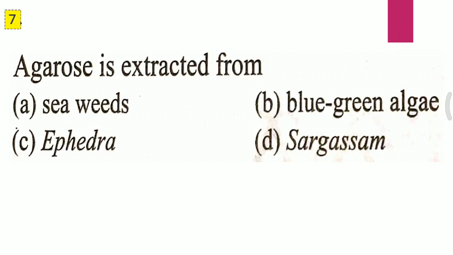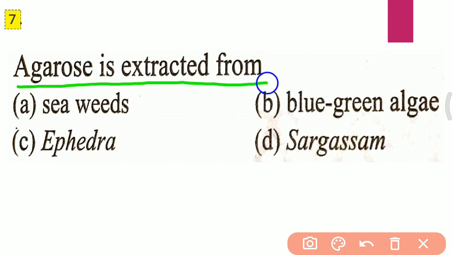Question 7th. Agarose is extracted from A. Seaweed, B. Blue-green algae, C. Ephedra, D. Sargassum. I repeat the question. Agarose is extracted from, and the correct answer for the seventh question is A, that is seaweed.